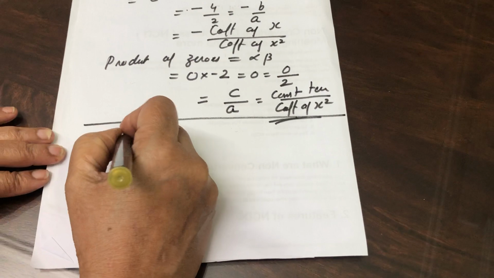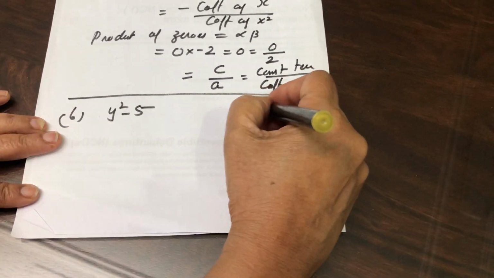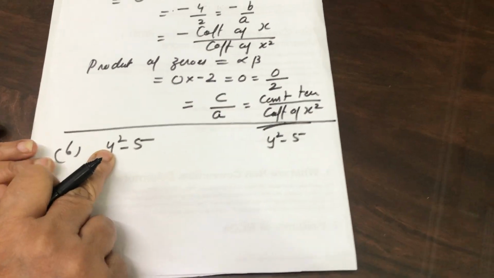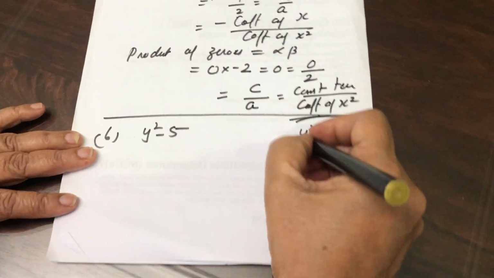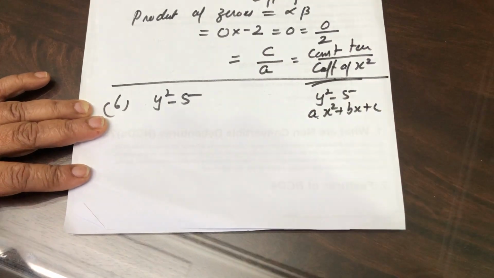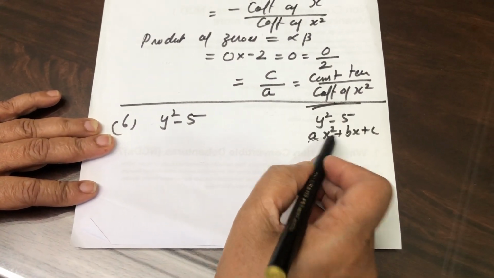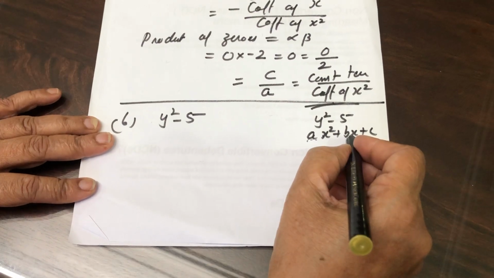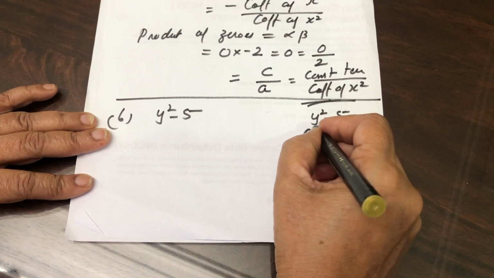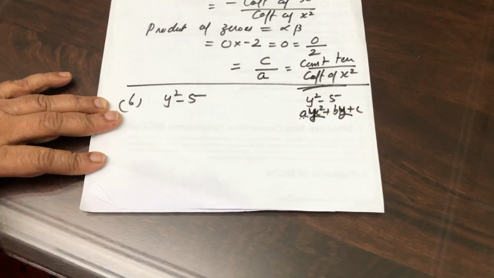Question number 6: y squared minus 5. Here this is also of degree 2, so it is a quadratic polynomial. But here, this is ax squared plus bx plus c. What is the value of a? Ax squared can be ay squared, and then this will become by. You can write this as ay squared plus by, because it's a polynomial in y.